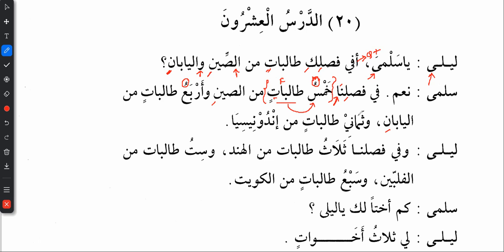Now, one more thing: why khamsu, why arba'u, why do they have a dhamma? Because fi faslina is the shibh jumla. That means the khabar has preceded and khamsu is the late mubtada. Min saini. And since there is a harf atf, arba'u follows the same haraka as khamsu. Min yabani. وثماني طالبات من Indonesia.